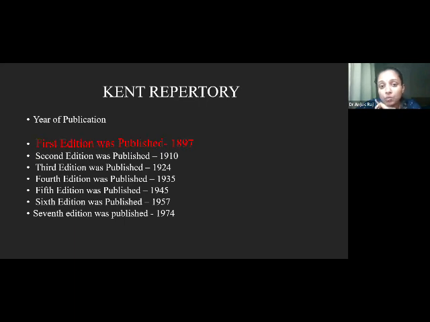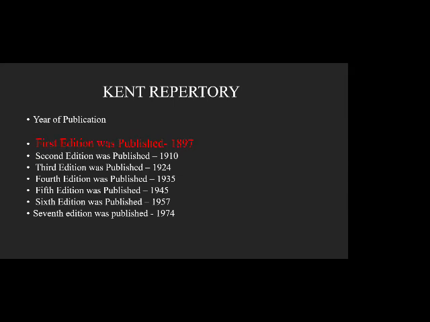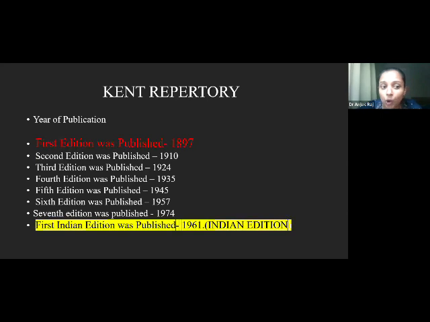And the first Indian edition was published in which year? 1961. So in the exam, especially the NAM exam, these two years are important: the first edition, 1897, and the first Indian edition, 1961, you have to learn by heart. Also remember the sixth edition was published in 1957. For other repertories like Synthesis, the source repertory is the sixth American edition of Kent. So keep in mind that the sixth edition is 1957.